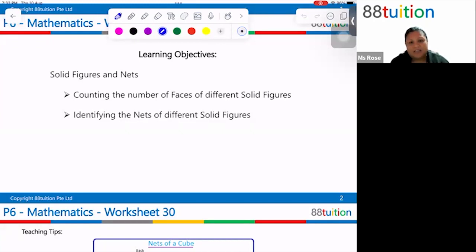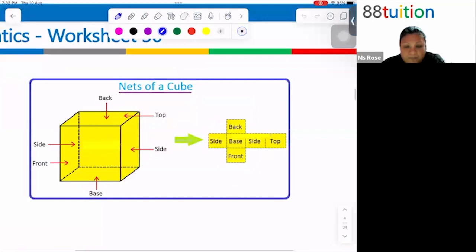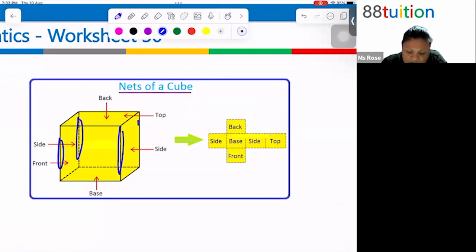Everybody, cameras on, please. I mentioned just now that from a 2D shape, you can form a 3D solid. So basically, this is about nets of a cube. If we cut along the sides that hold the shape together, we get this.